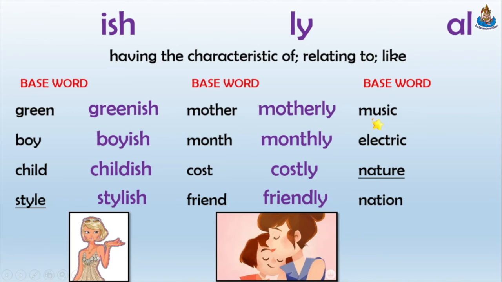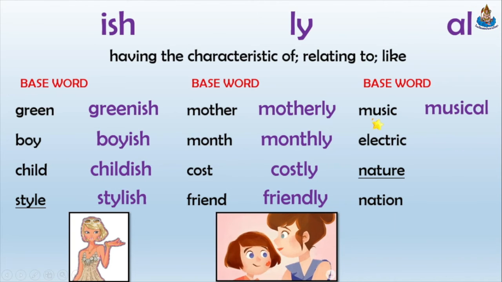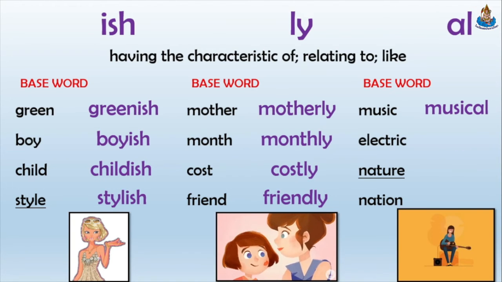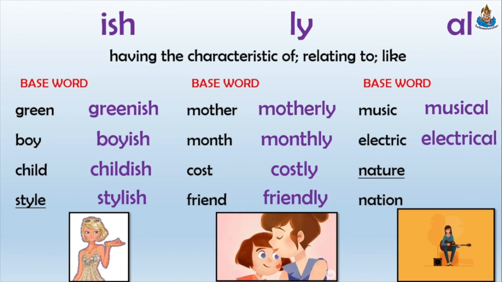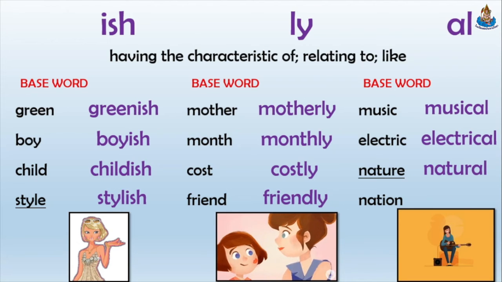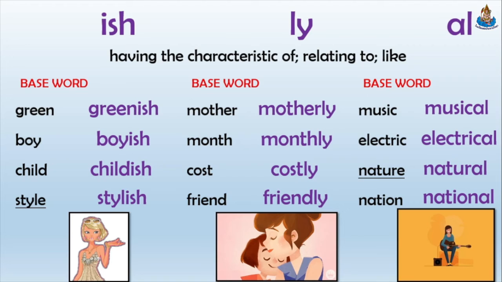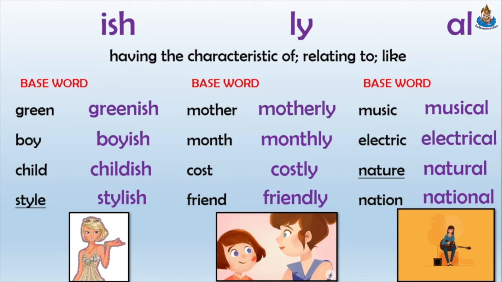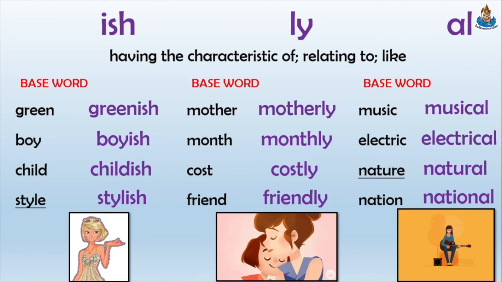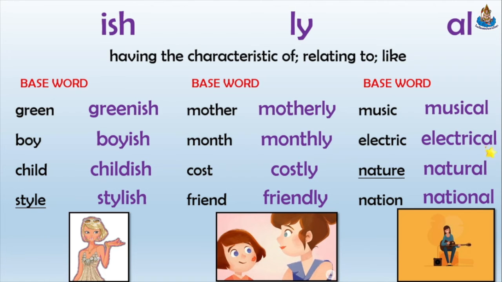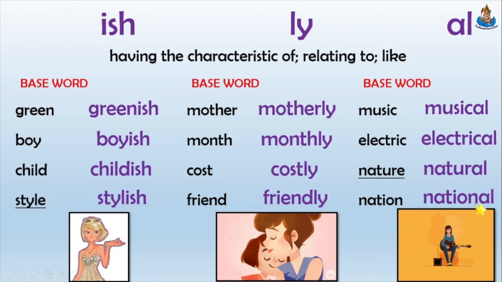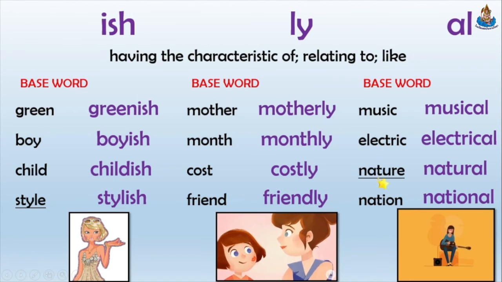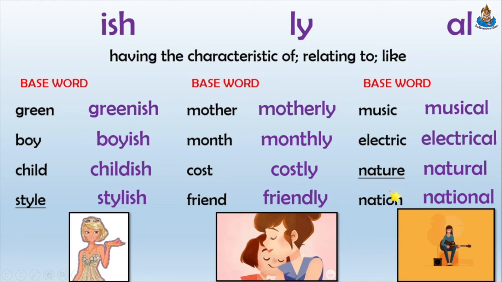So music plus al becomes musical. Electric, electrical. Nature, natural. Nation, national. Okay, so for the word nation, it changes its pronunciation. So from nation, it becomes national. If you take a look at the underlines that we have here, we have the words nature and style.